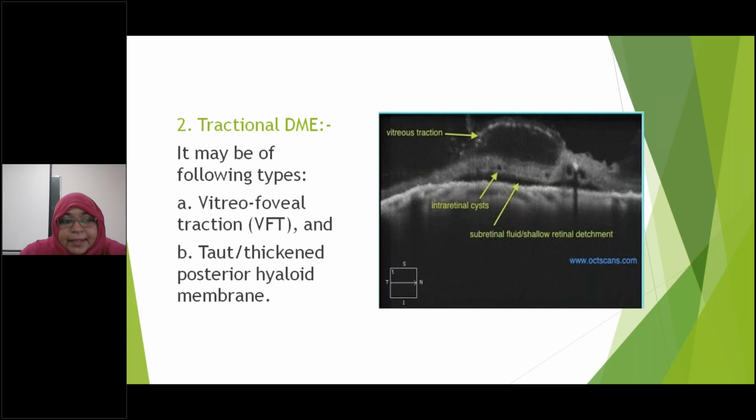Then coming to tractional DME, it may be of the following types: vitreofoveal traction and taut or thickened posterior hyaloid membrane. So here you can see vitreous traction. Okay. Why does the vitreous traction occur? This occurs due to proliferation. Okay, in severe cases of diabetes, there is a proliferative detachment. Okay, due to this proliferation, the vitreous is pulled. Okay, and this vitreous further pulls the fovea, causing tractional DME.